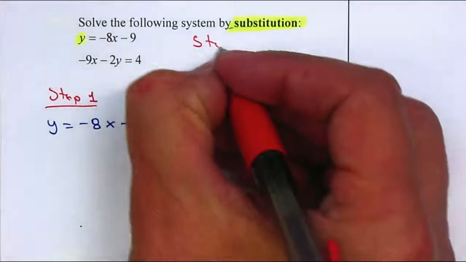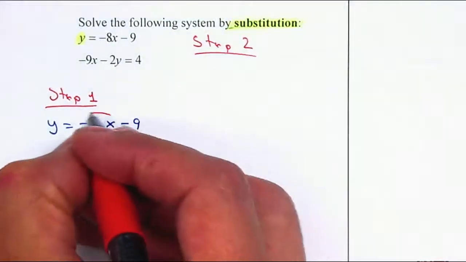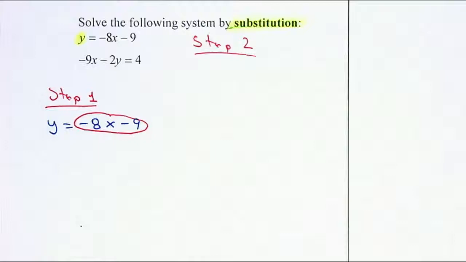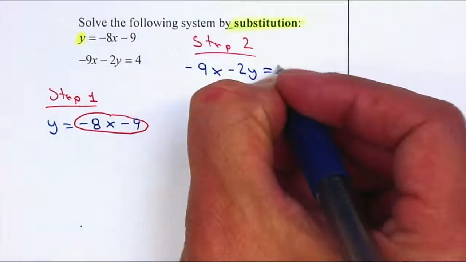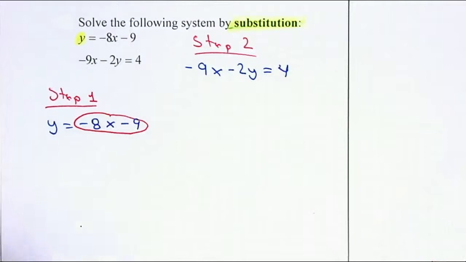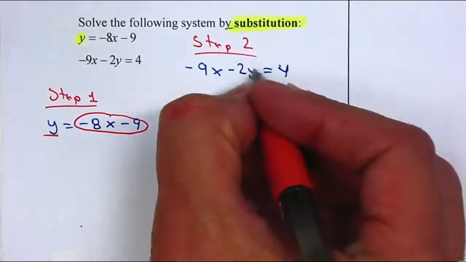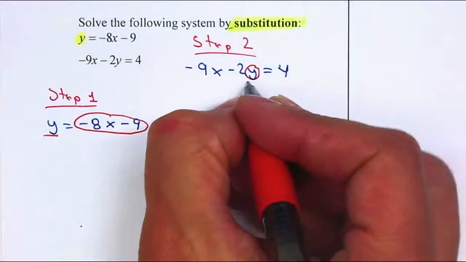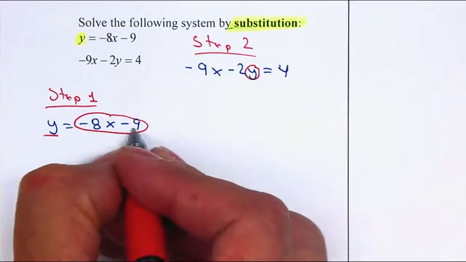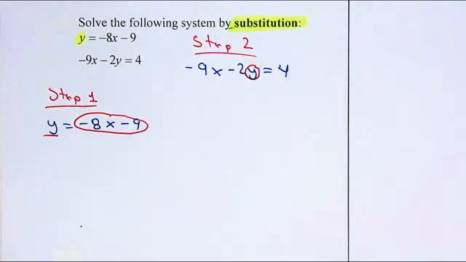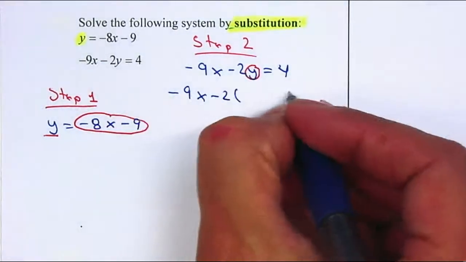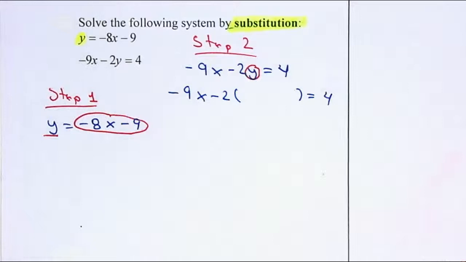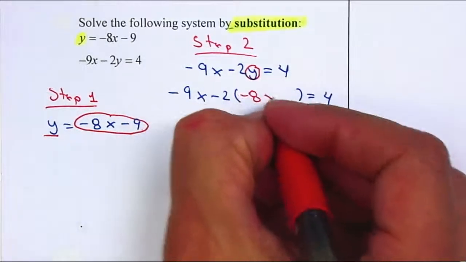Step 2, I'm going to plug the value of y into the other equation. It is very important that you plug it into the other equation. You don't want to plug it into the same equation, into itself. So I'm going to plug in the y value, negative 8x minus 9. Instead of the y, I'm going to replace it. Negative 9x minus 2, parenthesis, is equal to 4. But instead of the y, I'm going to replace it with negative 8x minus 9.